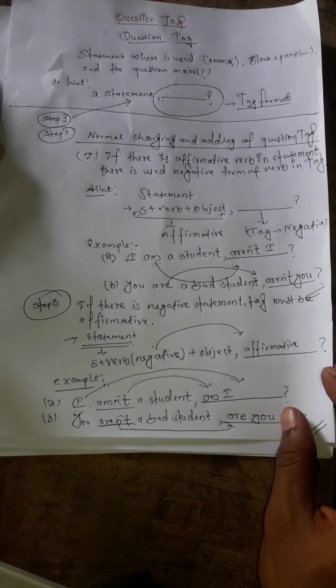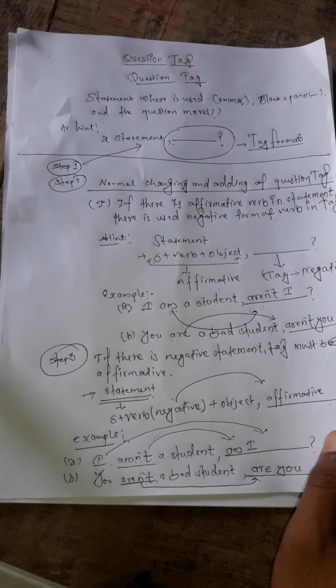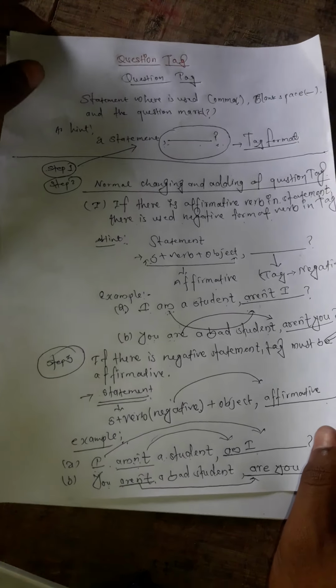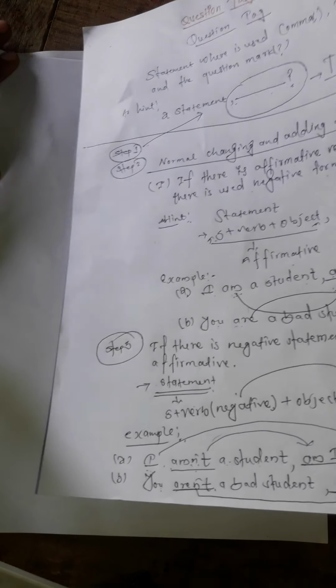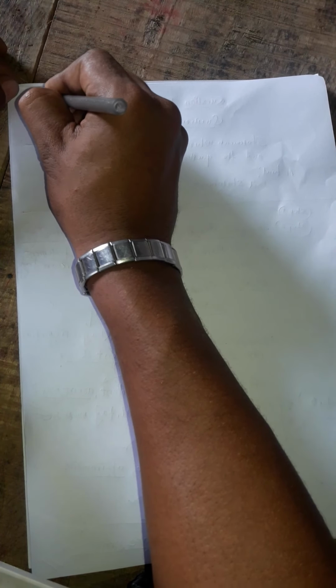And now I'm going to choose step 4. Step 4, question tag, is very easy, not too hard. I hope you understand my teaching. Now I'm going to teach you step 4. Now ready. Step 4. Step 4 is the most important thing.